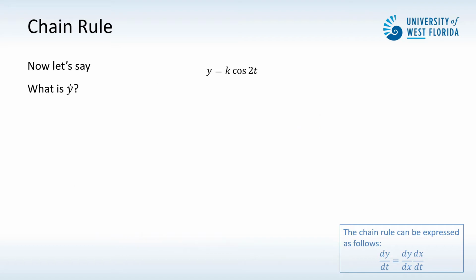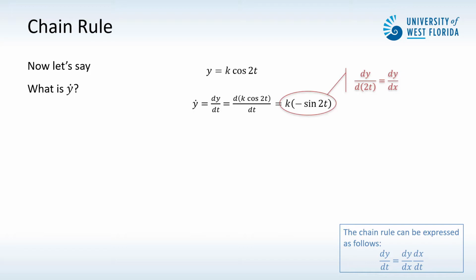Here's another example. Let's say y equals k cosine 2t, where k is a constant. Now what is y dot? Y dot is still dy dt, which is the derivative of k times cosine 2t with respect to time. Once again, you might be tempted to say that y dot is k times negative sine 2t. The problem with that, and this is going to seem a little weird, is that that answer is actually the derivative of y with respect to 2t. If it helps, think of the angle 2t as x. So we were actually taking the derivative of y with respect to x instead of t. The good news is that the chain rule will give us the right answer.